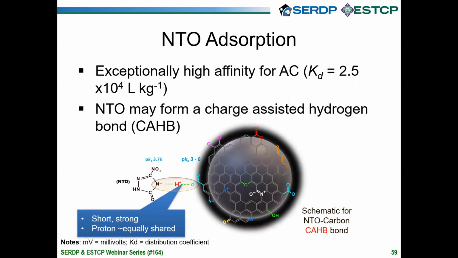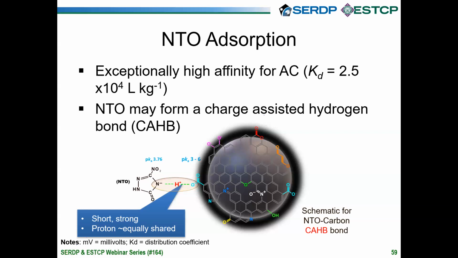So that's our story on DNAN. Now I'm going to switch gears and talk a little bit about NTO. First of all, it is very important to point out that despite the fact that NTO is negatively charged and is very polar, and the AC surface is negatively charged too, under environmental conditions NTO has exceptional affinity towards activated carbon, as evidenced by its high KD value listed here.